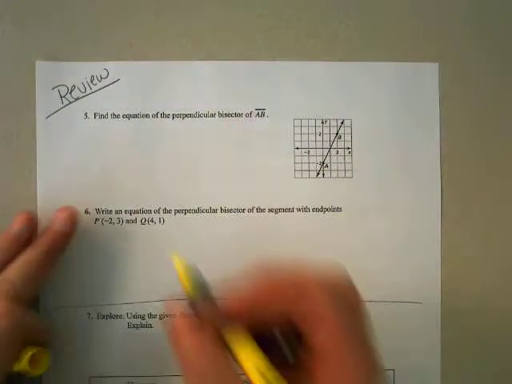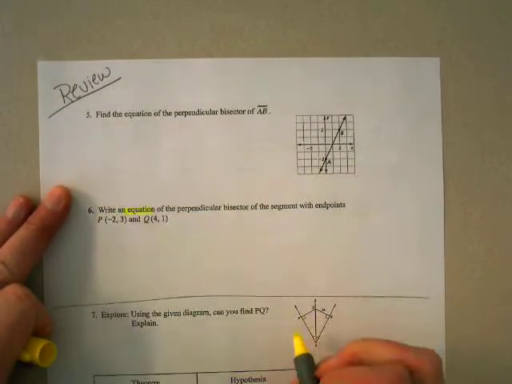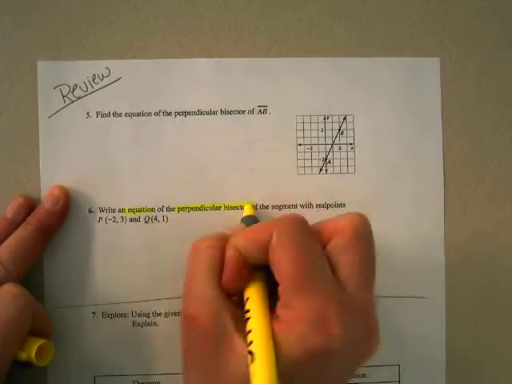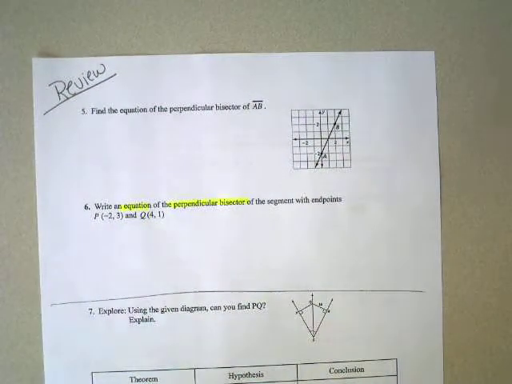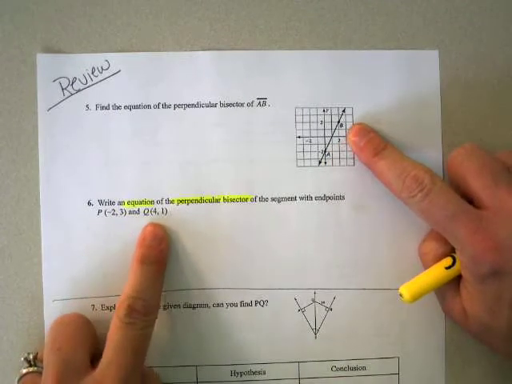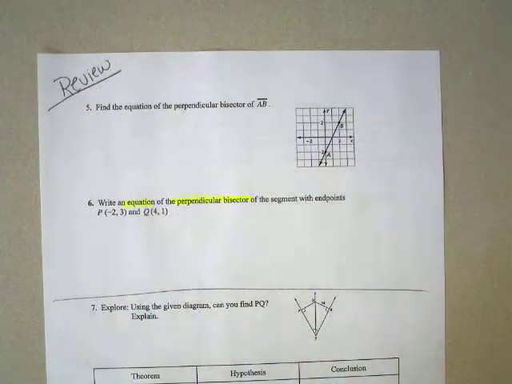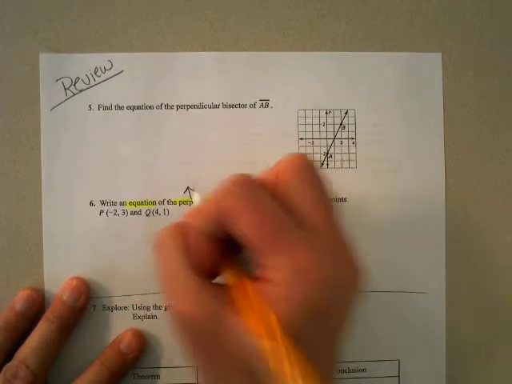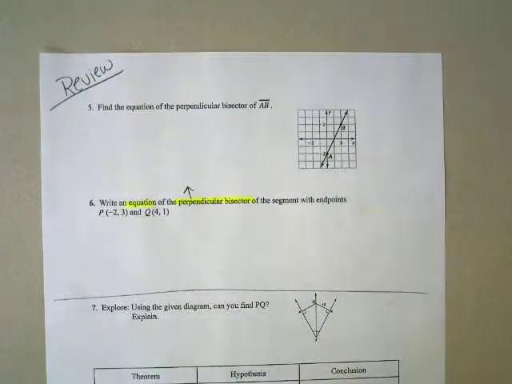In both of them, you have to write an equation for the perpendicular bisector. The only thing that's different is if you look at the ordered pairs, they're just different ordered pairs. So they're essentially the same question. How do I find perpendicular? Morgan? Opposite reciprocal.